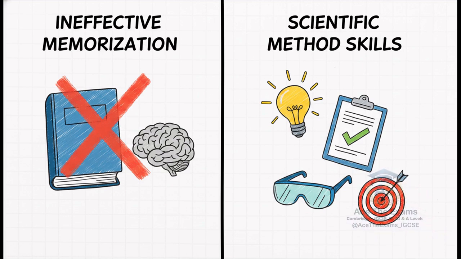The examiner isn't just testing your math skills, they're testing your scientific method. They want to see what we call exam-safe wording. They need to see that you actually understand variables, safety, reliability, and accuracy. If you only memorize formulas, you are literally leaving more than half the marks on the table.